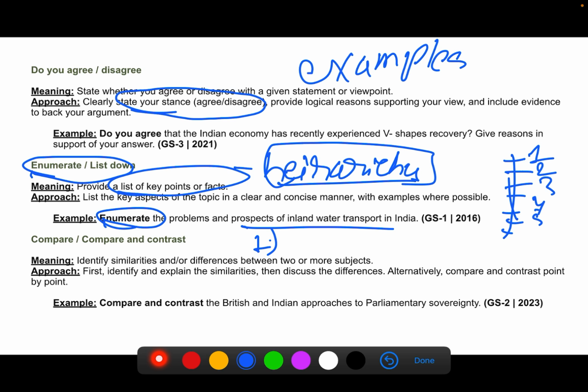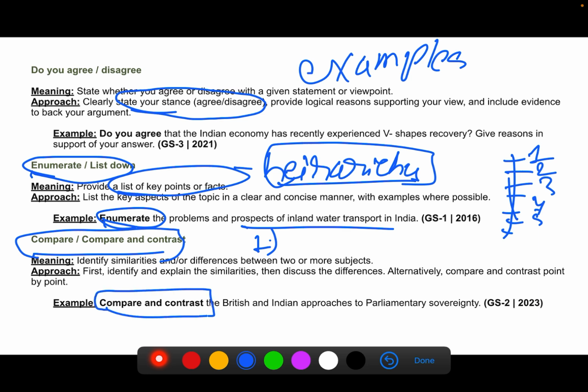Next, after enumerate, we will be discussing compare and contrast. This is more or less similar to the earlier directive of distinguish or differentiate. Here, we need to present both the similarities and differences. Earlier, differentiate focused mainly on differences, but in compare and contrast, we present a mix of both the similarities and the differences and any contrasting aspects between the two topics.